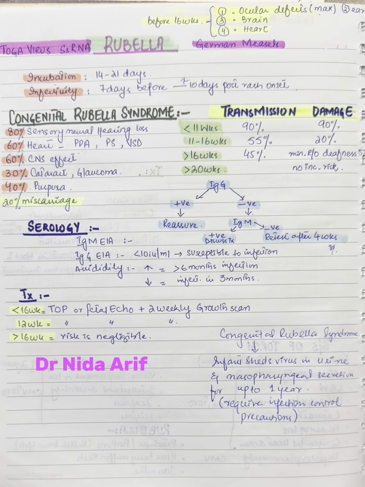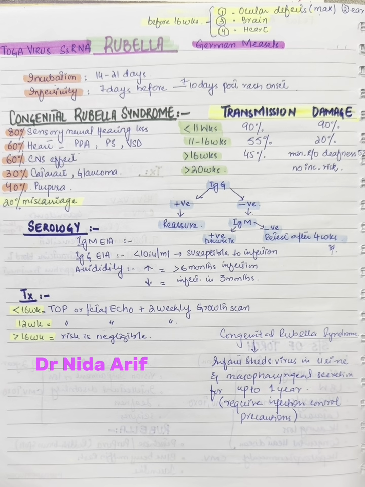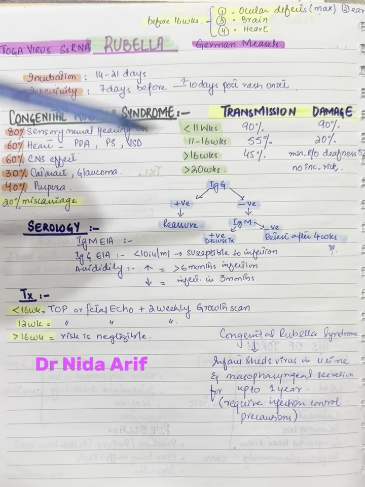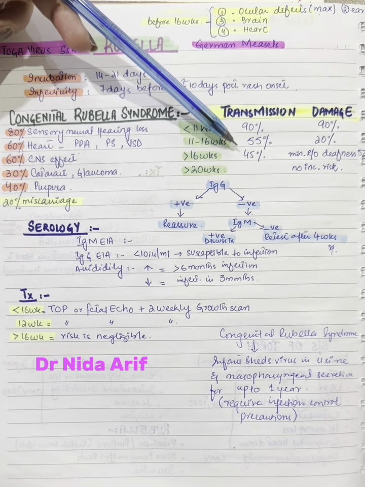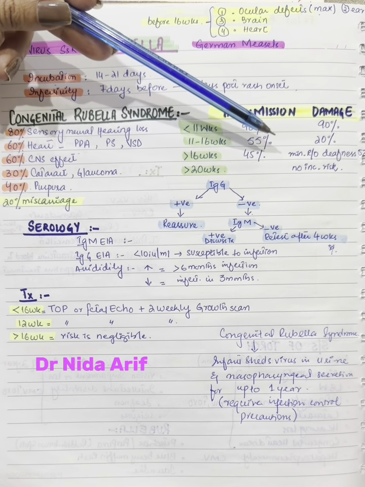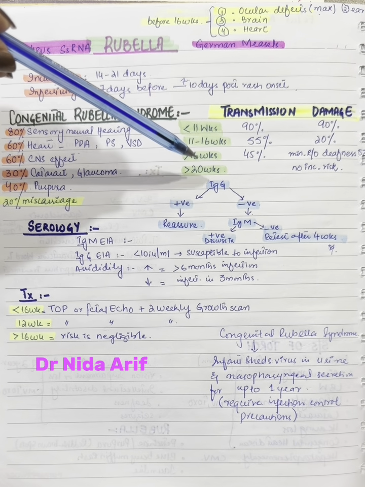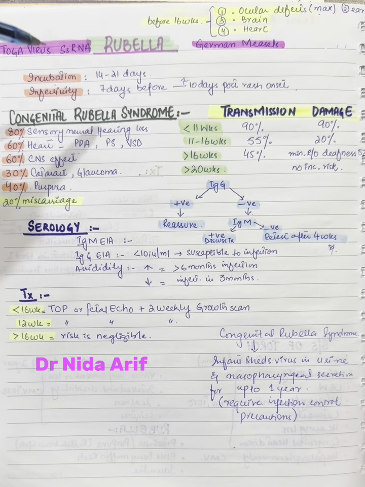So in the second trimester, 11 to 16 weeks, the transmission is 55% and the damage is 20%. More than 16 weeks, the transmission is 45% and there is very minimum risk of deafness. And after 20 weeks, there is no risk.